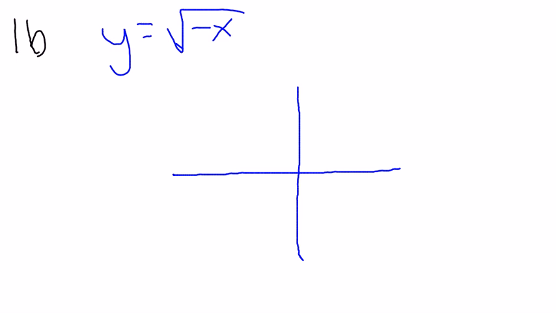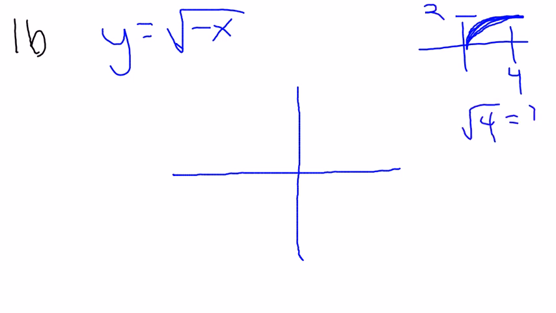I do want to point out, we know that the root of x looks like that, kind of, and that it opens to the right. For example, I've got a point at (4, 2), because the square root of 4 is equal to 2. That's when I plug in x equal to 4.